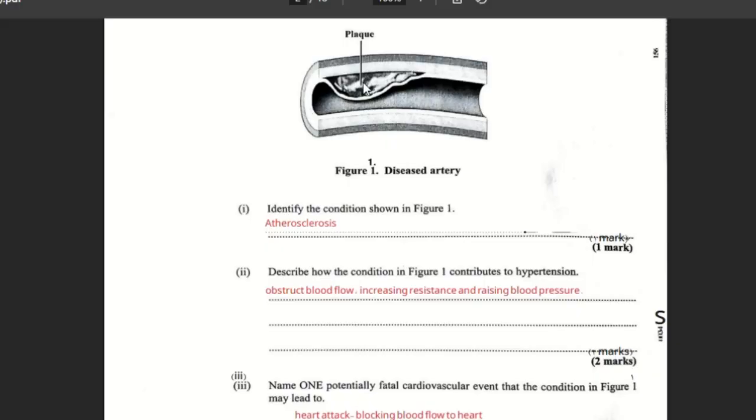Hypertension is the same thing as high blood pressure, so if you see the word hypertension, don't be alarmed. High blood pressure is just the layman term, the regular term, but the medical term for high blood pressure is hypertension.